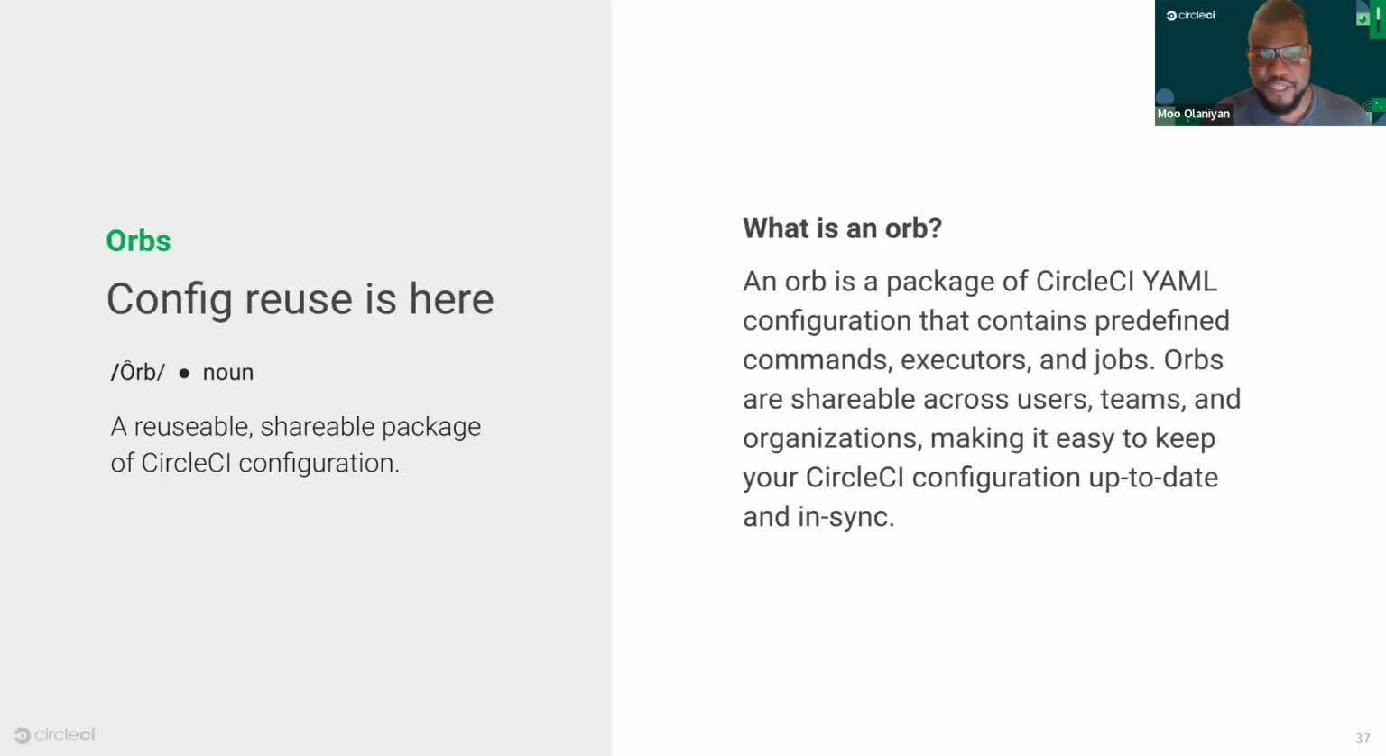Here, again, one of my favorite features, Orbs. I promise that I'll talk about them later. Orbs are open source shareable packages of reusable configuration elements, including jobs, commands, and executors. They can be used to reduce configuration complexity as well as ensure standardization across pipelines and even organizations. Like I mentioned before, we have an open orb registry with all types of orbs, from certified ones written and tested by us to open source orbs built by the community.